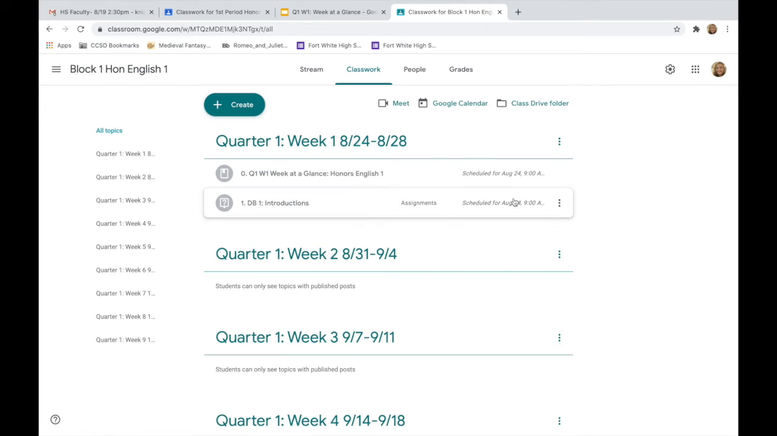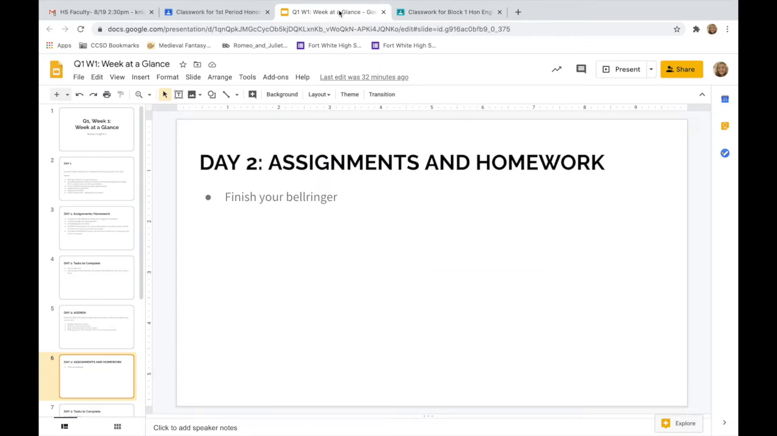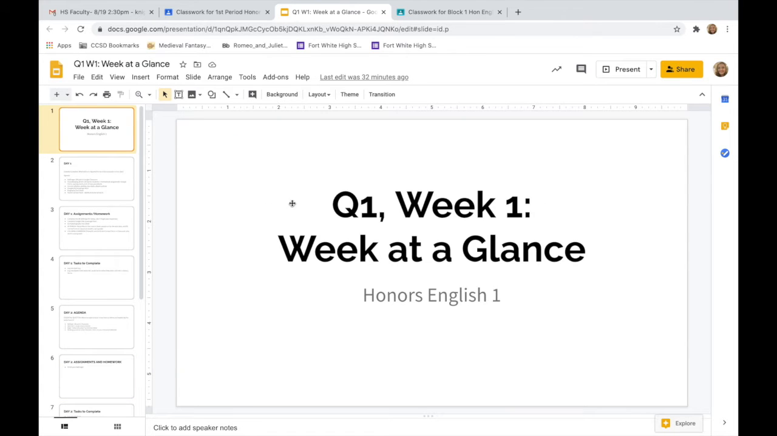These posts are scheduled for later, that's why they're showing up in gray, but the very first things you will see will be our week at a glance post and our discussion boards. These will be the very first things we do every single week. Let's start with your week at a glance slideshow.